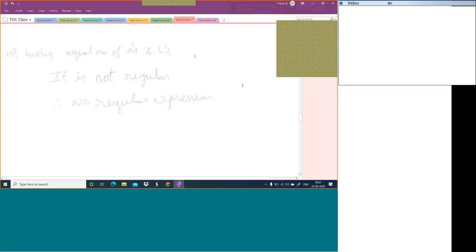Okay. And that part we will see: automata to expression, expression to automata, next we will see. Okay, guys? Do you understand this point, or do you have any doubts? Shall I go forward?